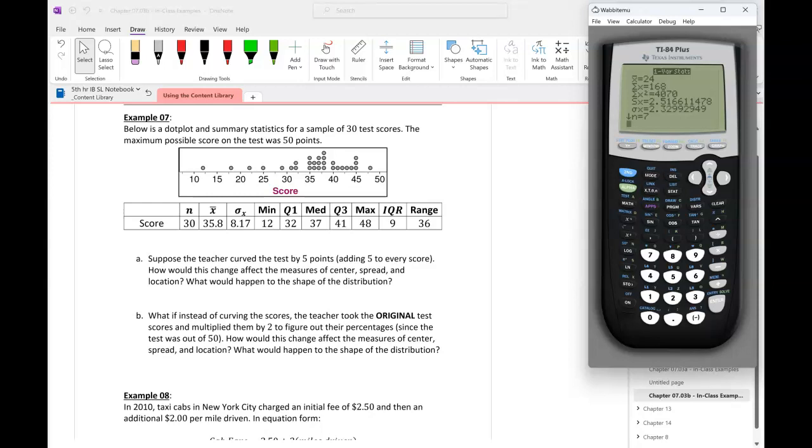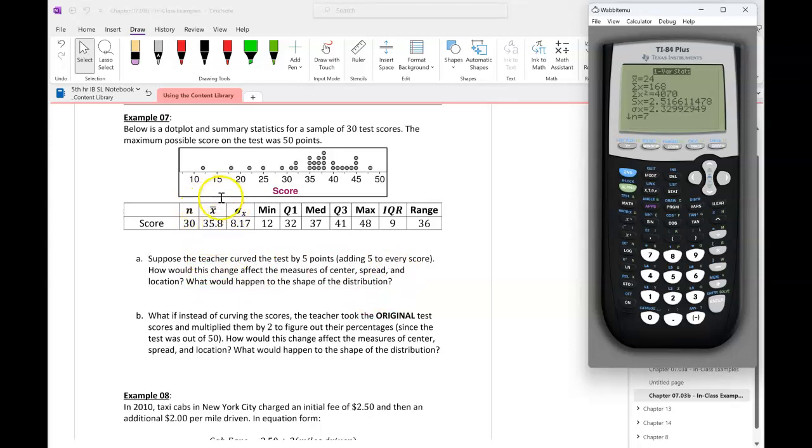All right, let's look at this example 7. You're given a dot plot and the summary statistics for a sample of 30 test scores where the maximum possible score was 50. Suppose the teacher curved the test by 5 points. That is, we added 5 points to every score. How would this change affect the measures of center, spread, and location? What would happen to the shape of the distribution?